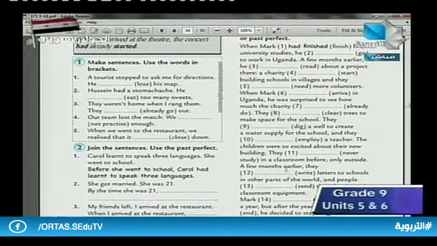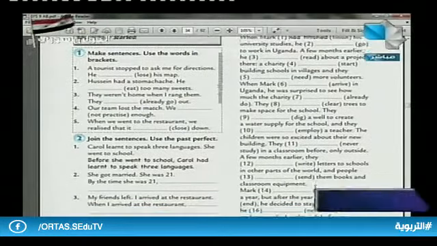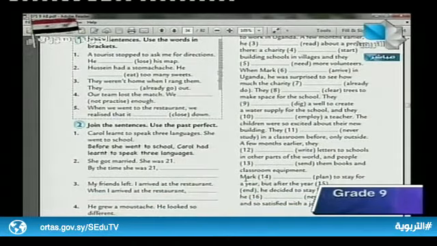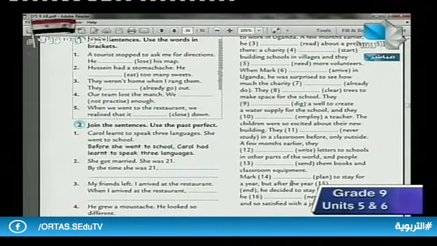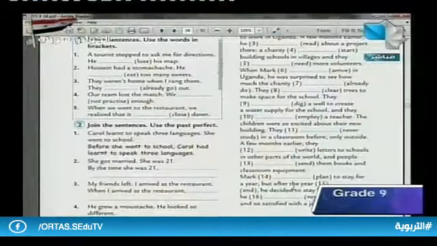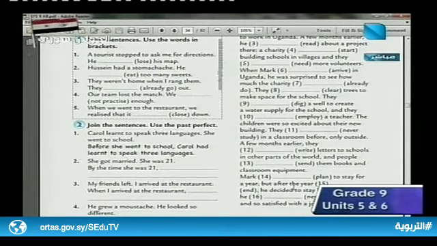A few months earlier, they had written letters to schools in other parts of the world, and people had sent them books and classroom equipment. Mark had planned to stay for a year, but after the year had ended. After the year ended. Yes, after. So it had ended. After the year had ended, he decided to stay longer. We can say ended here. In fact, yes, in fact, we can. Sorry, we can use the simple past. Yes. Why? Because we have the word after.